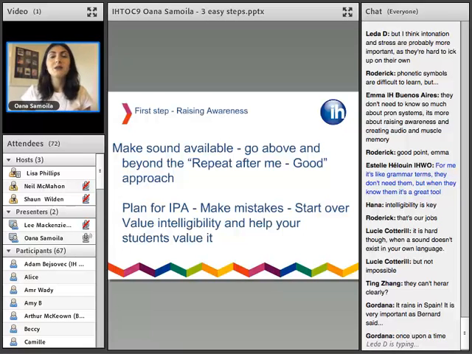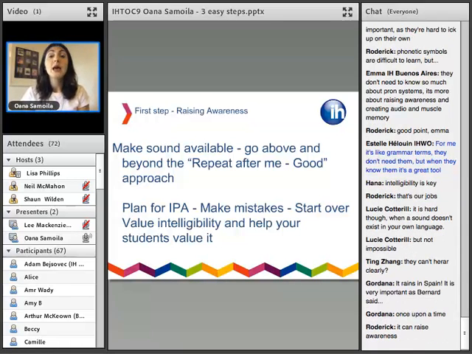Sometimes it works, sometimes it doesn't. And that brings me to my second point. Plan for IPA. Plan for phonetics. Make mistakes. Experiment. Take a word that your students get, write it on the board. Maybe you'll make a mistake, maybe you won't. The important thing is that it's there and your students become accustomed to seeing it.